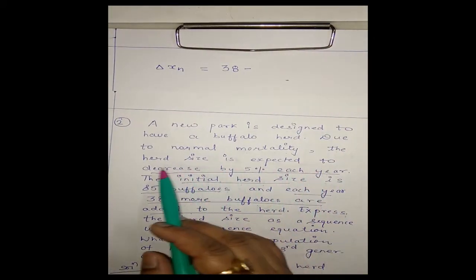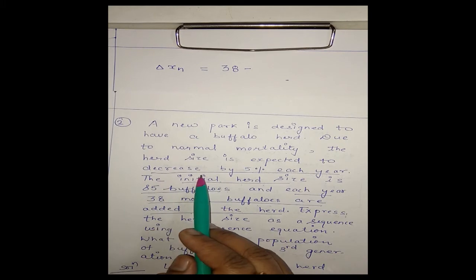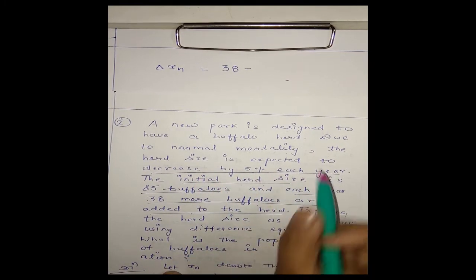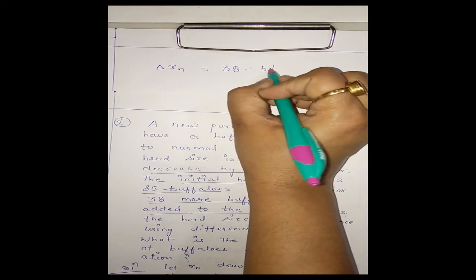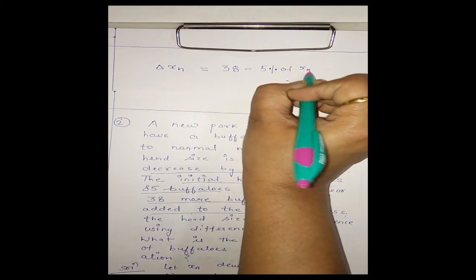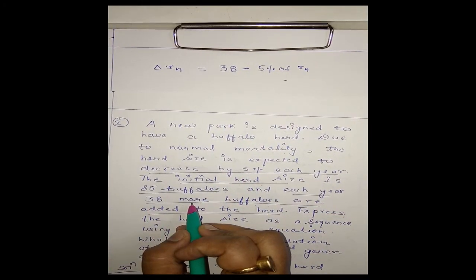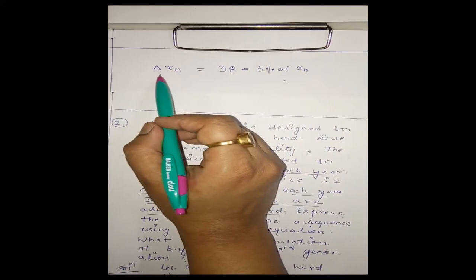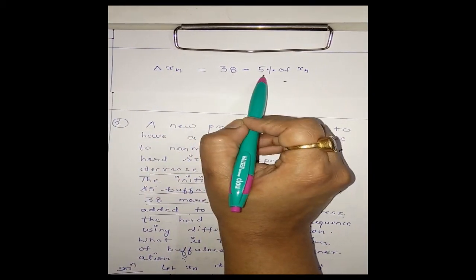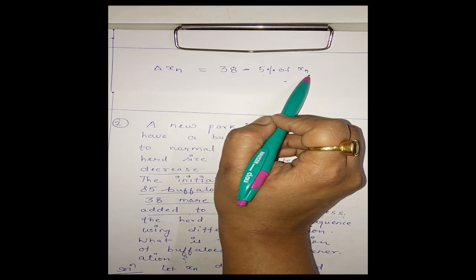Also we have herd size is expected to decrease by 5% each year. So I can write here 5% of xn with minus sign since it is decreasing, and 38 are added. Okay, so delta xn will be 38 minus 5% of xn. Clear?